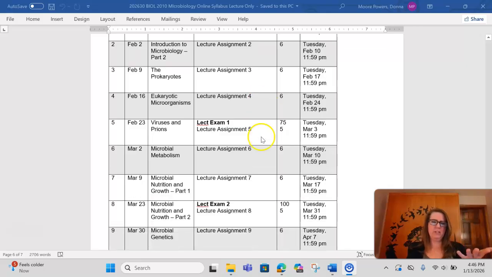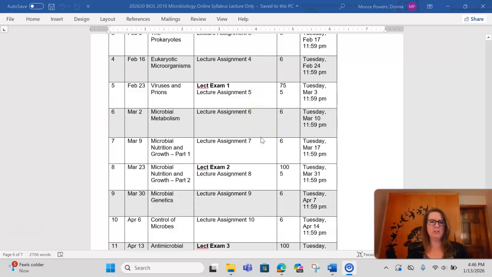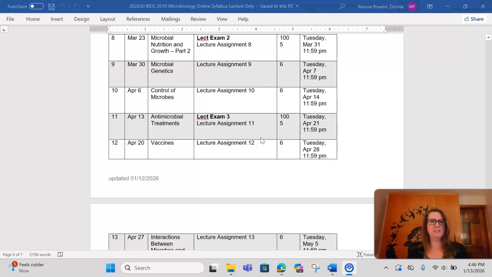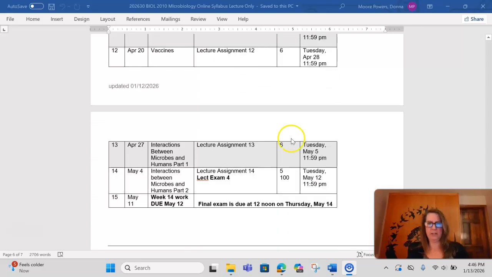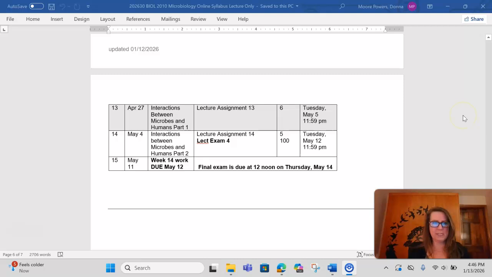So you have one lecture assignment each week for our lecture course, and then you have your exams, four exams you can see there, and then the final. Everything will be due at the end of that Tuesday, 11:59 p.m., except for the final exam. It will be opened a few days early, but it's due at noon on that day, Thursday, March 14th, so I can make sure to get in your grades.